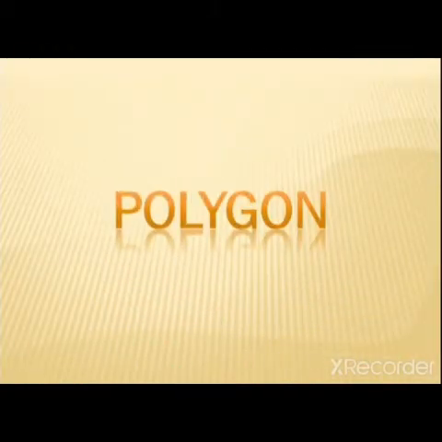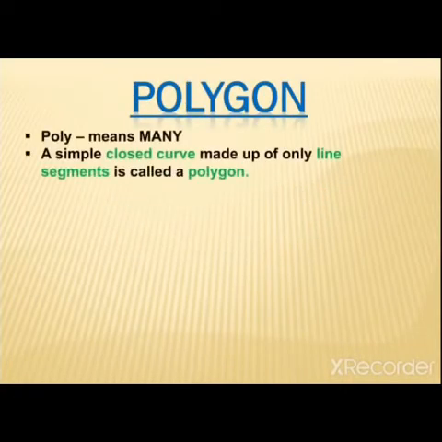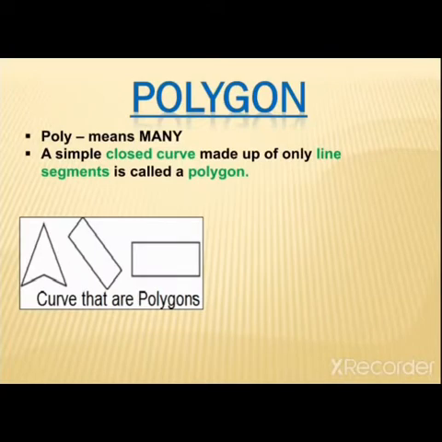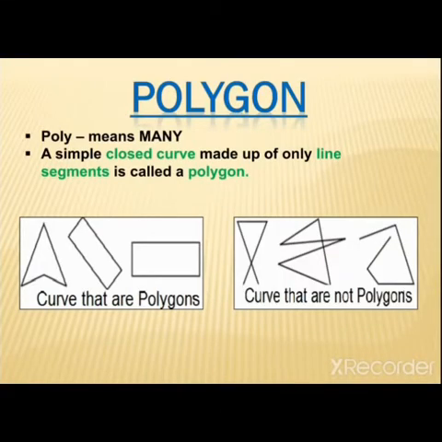Now polygon. The next topic is polygon. What is the meaning of polygon? Poly means many. A simple closed curve made up of only line segments is called a polygon. It means a totally closed curve prepared by only line segments is called a polygon. Example: curves that are polygons, totally closed. And here are curves that are not polygons. These figures are not closed. It means these are curves but not polygons.